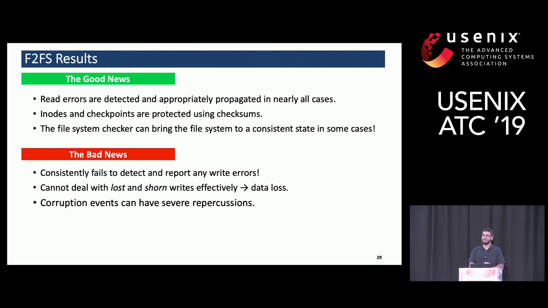Also, the file system suffers from data loss due to lost and stolen writes. Regarding corruption, inodes and checkpoints are protected using checksums, but still, even for these data structures, recovery sometimes can be incomplete, resulting in data loss. Overall, corrupted data can have severe repercussions throughout the file system, as the remaining metadata structures are not protected using any form of redundancy, and sanity checks cannot detect every single issue.